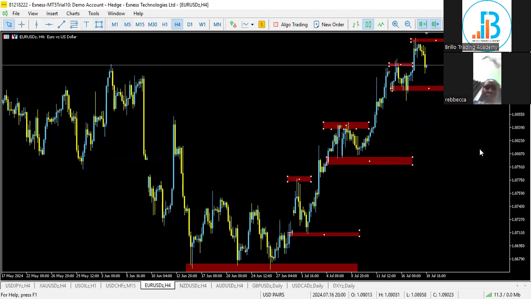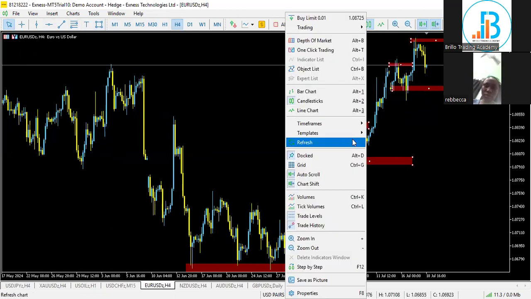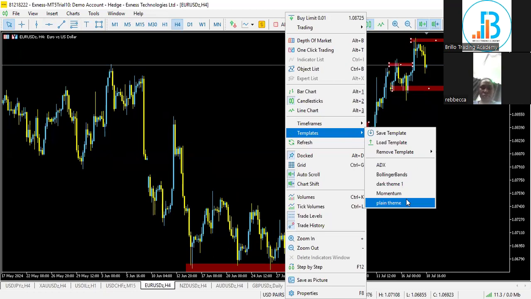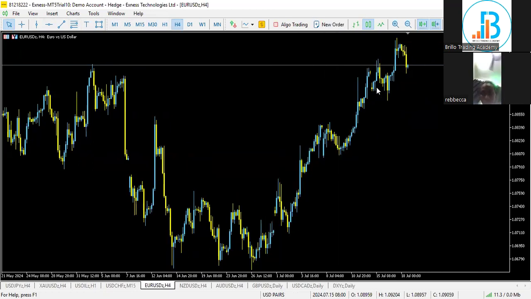Now, I want to start analysis on this pair. The first thing I need to understand is the trend of the market. Now, this market is an uptrend. You can see clearly.